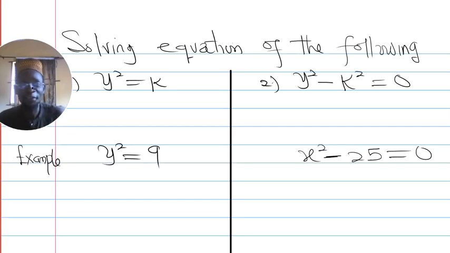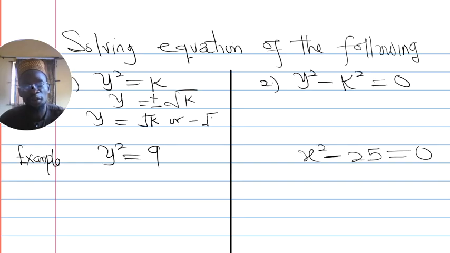Alright, so let's solve the following equation. We have y squared equal to k, that is, we can have y equal to what? Square root of k, plus or minus. It means the answer is square root of k, or minus square root of k.